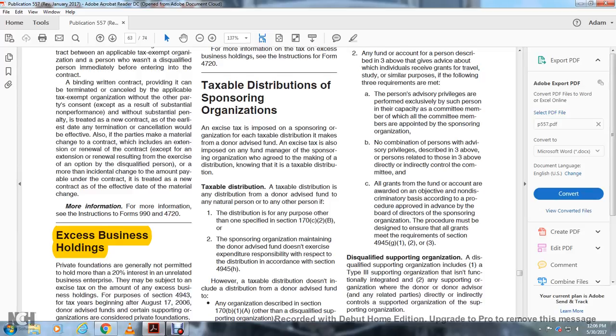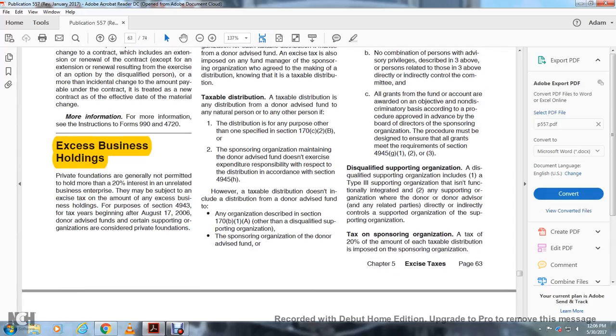The procedures must be designed to ensure that all grants meet the requirements of section 4945(g)(1), (2), and (3). Disqualified supporting organization. A disqualified supporting organization is, one, a type 3 supporting organization that is not functionally integrated, or two, any supporting organization where the donor advisor or any related person directly or indirectly controls the supporting organization.